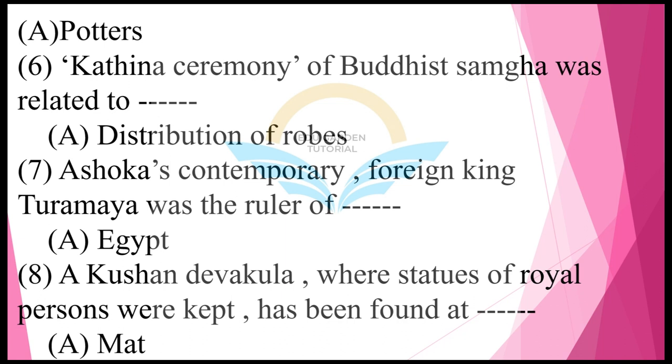A Kushan Devakula, where statues of royal persons were kept, has been found at Mat.